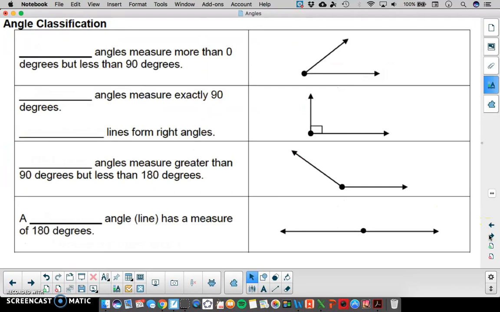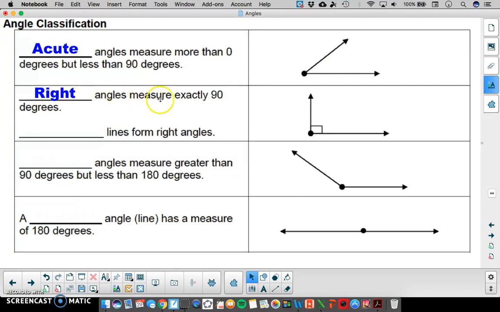Next, we're going to be classifying angles. You need to be able to classify angles by the amount of degrees within them. Acute angles measure more than 0 degrees but less than 90 degrees, similar to this angle here. I would like you to estimate what the degree measure of this angle could be.